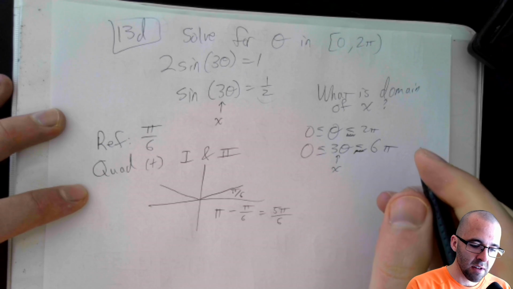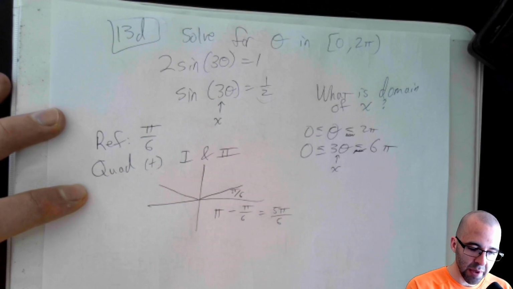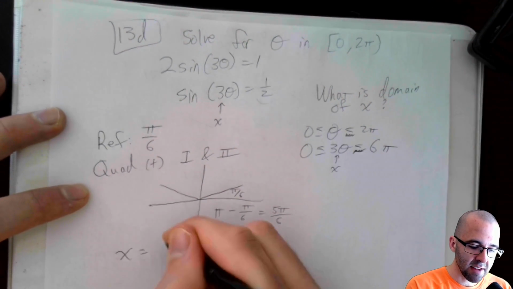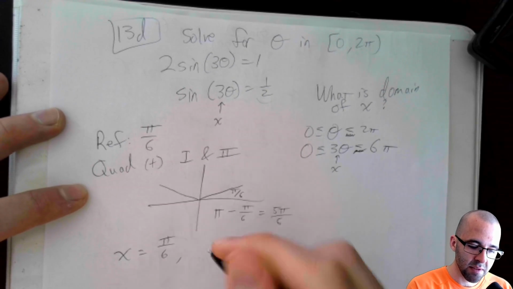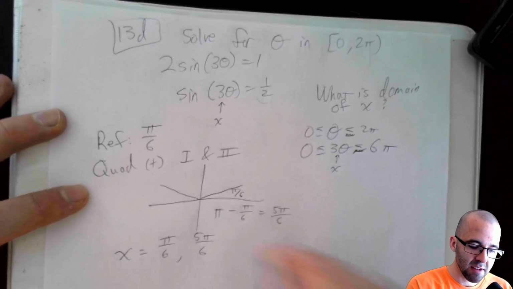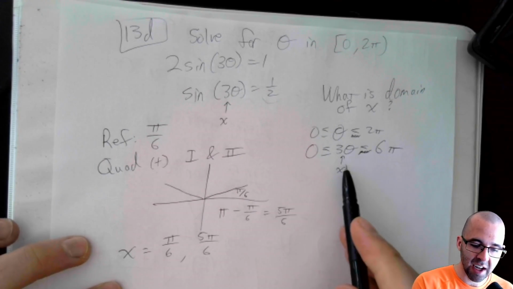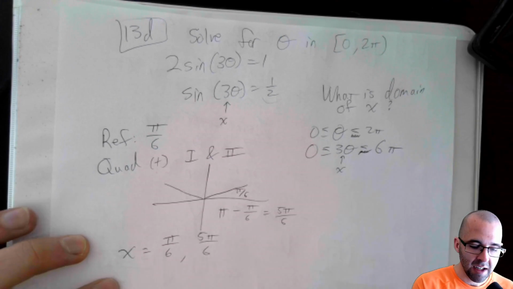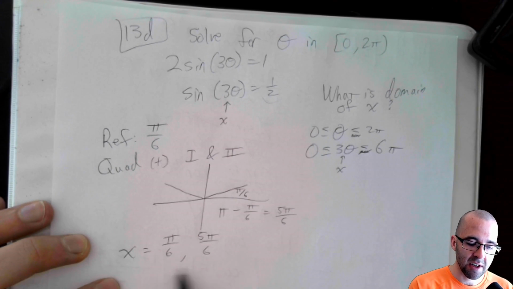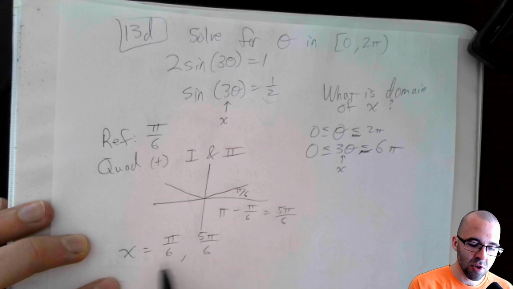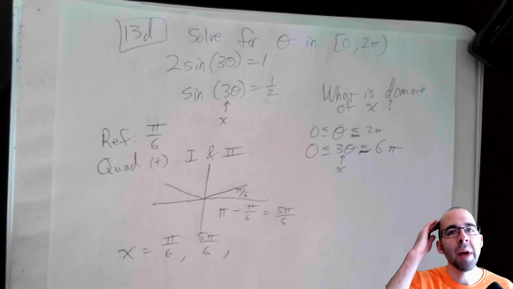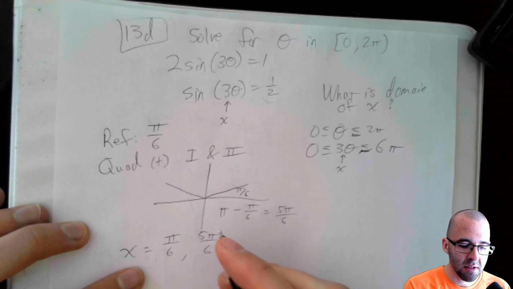Okay. So what do we get? We get that x is equal to pi over 6, 5 pi over 6, and these are only the answers for x, which again, x is between 0 and 6 pi, in the first rotation. But we have to do 2 more. We have to find 2 more pairs of complementary angles.